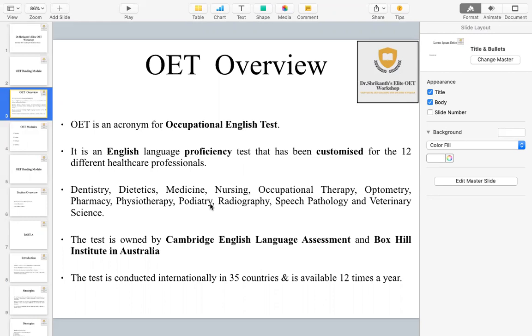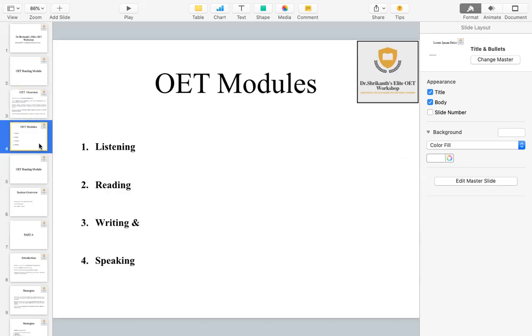Regarding who owns the OET or who formulates the OET question papers, it is these two organizations: the Cambridge English Language Assessment Organization, as well as the Box Hill Institute in Australia. Both these organizations together own the OET examination. This test is right now conducted in about 35 countries, and with each year passing by, the list keeps increasing. You can take the OET exam up to 12 times a year, so once every month. That is a little basic information about OET.